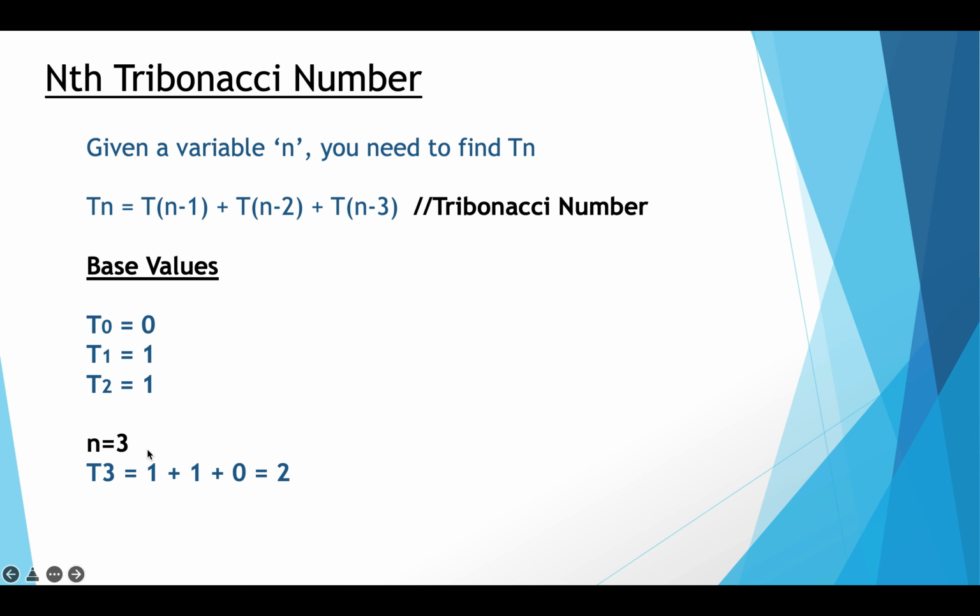Thus when n is 3, then T3, that means the third Tribonacci number, will be the sum of 1, 1 and 0, which comes out as 2. So the third Tribonacci number using this particular equation is 2. Okay, so this was the problem statement of the nth Tribonacci number. Now let's move to solving the problem.